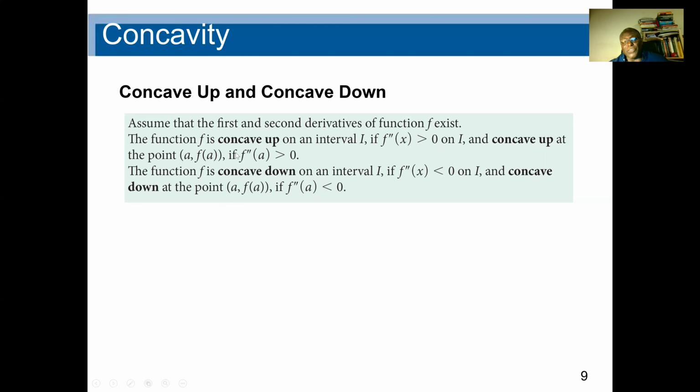So here we say a function f is concave up on an interval I if the second derivative of that function is greater than 0, or is concave up at the point a, f at a, if the second derivative at a is greater than 0. But the opposite, the function f is concave down on an interval I if the second derivative of the function is less than 0, and also concave down at the point a, f at a, only if the second derivative at a is less than 0.